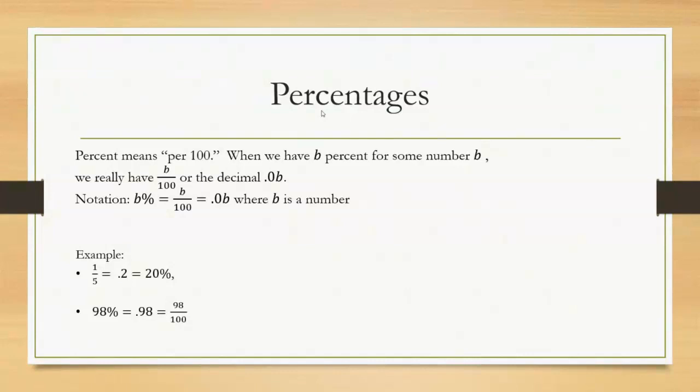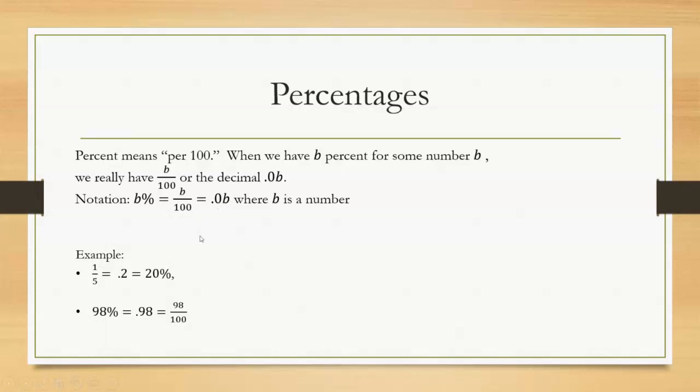So if you have B percent, where B is a number, really what they're saying is B over 100, or in decimal form, 0.0B. So 10% would really be the same as 10 over 100, or the same as 0.10. Okay, that's really what we're saying here. So 10%, 10 over 100. As a decimal, you could convert that by moving the decimal to the left 2 spaces. This might be a little misleading, but hopefully you get the idea.